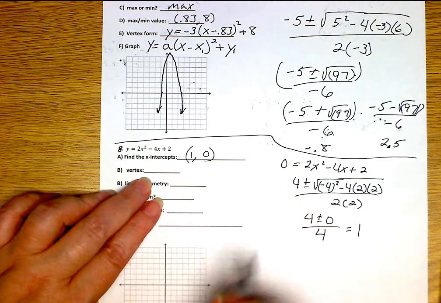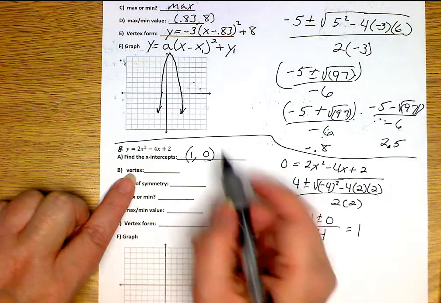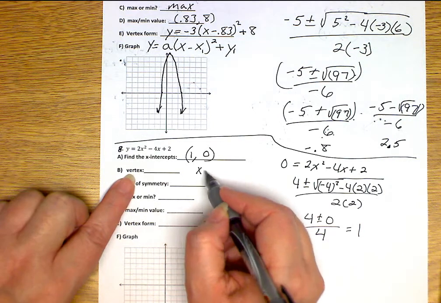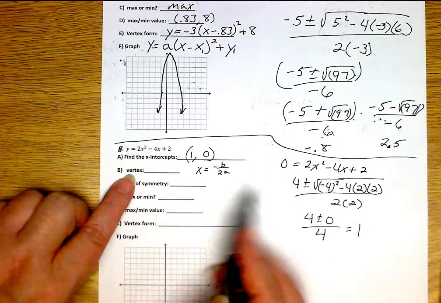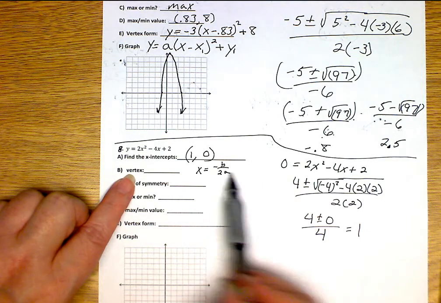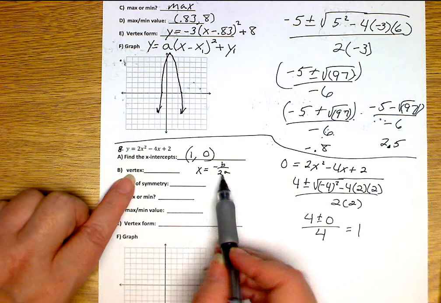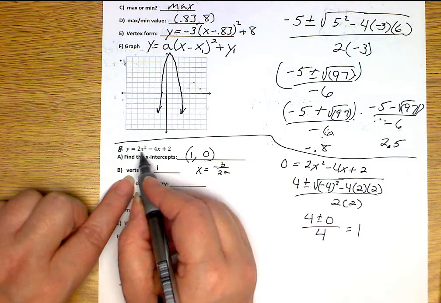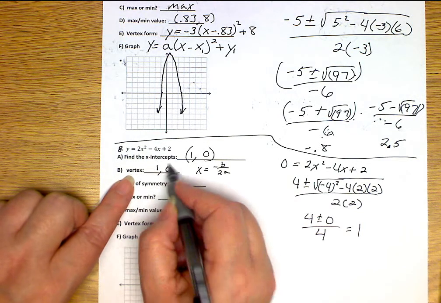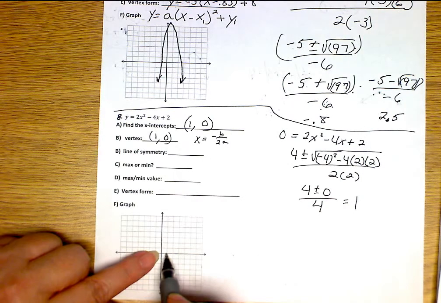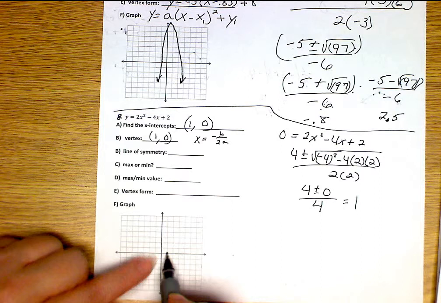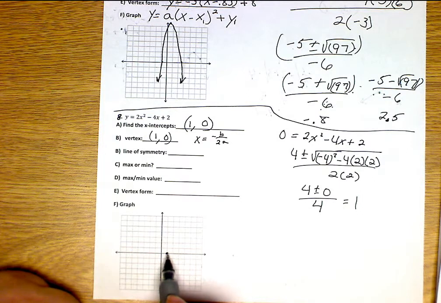What is my vertex? What's the formula to find the x value? Negative b over 2a. So that's also 1. And you plug it in, you get 0. So what's happening is your vertex is 1, 0. Your vertex and x-intercept are the same thing. So how are we going to be able to graph this? Just like we did on the other side, what are we going to do?